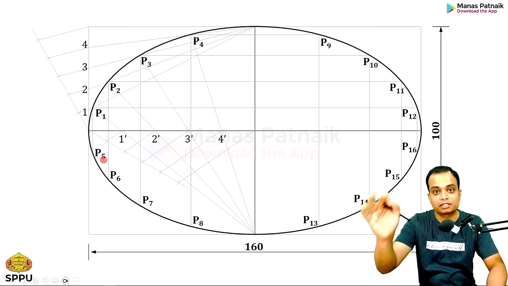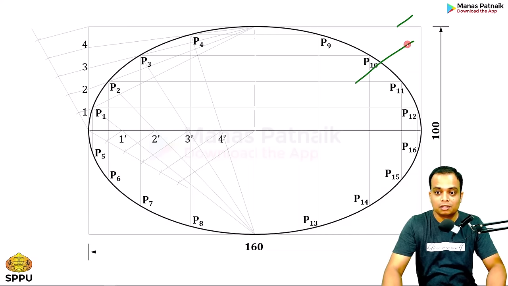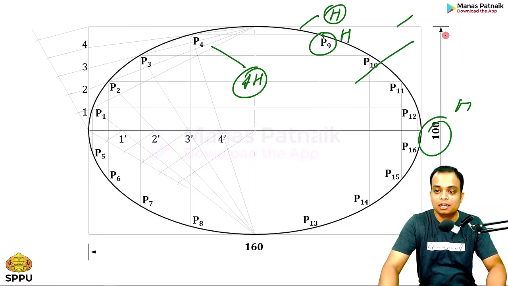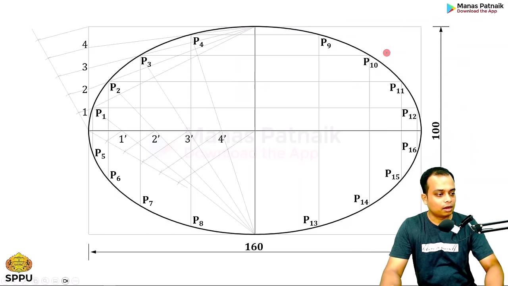Make sure all the construction is initially done with the help of a 4H pencil. Everything here is 4H, whereas this ellipse is H pencil, this writing work is H pencil, this dimensioning is H pencil, this dimension line is H pencil, this extension line is H pencil. Okay. Now, I am sure you know how to do this.